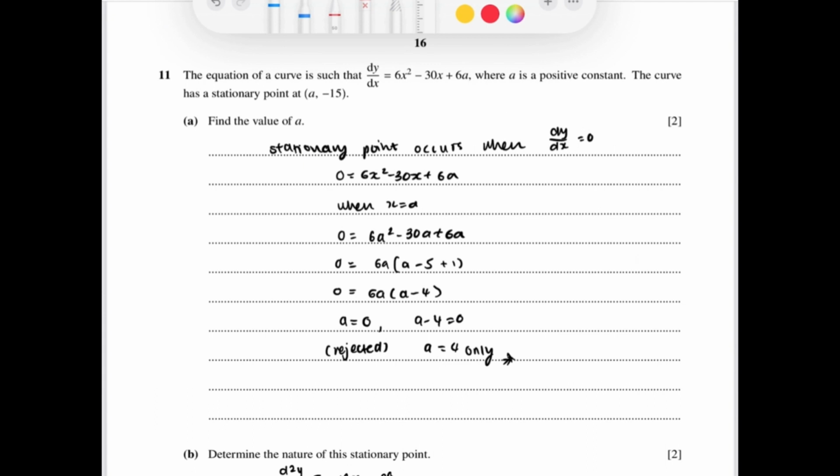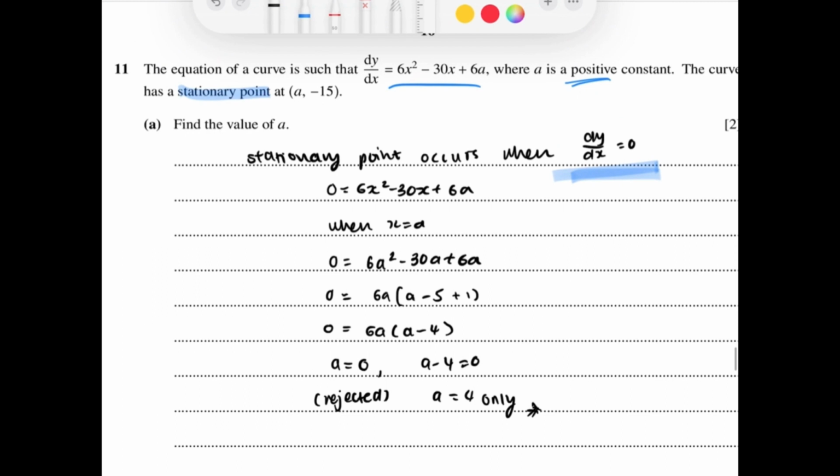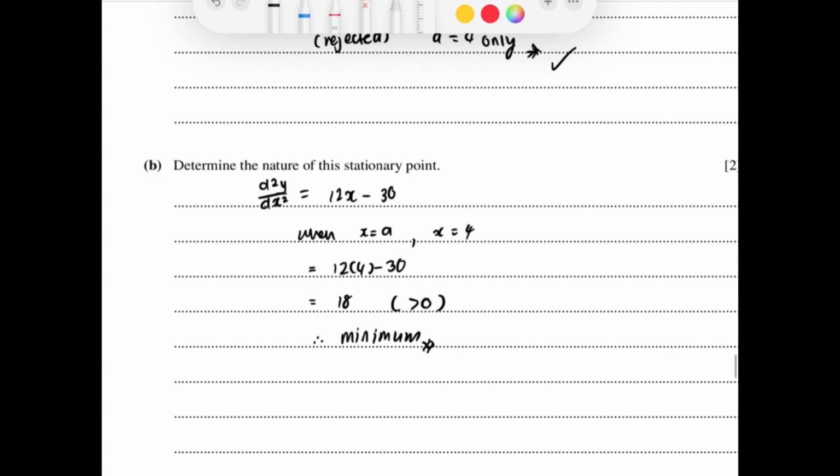Question 11, the equation of a curve is such that dy over dx is equal to this, and a is a positive constant. The curve has a stationary point at x equals a. You see stationary point, you immediately know dy over dx equals 0. Just always remember that. So that's what I did. I equated dy over dx to 0, and x equals a, that's what I substituted x for, because it says here x equals a. So then you can just simplify it, factorize it out, and you get a equals 0, a equals 4. However, you reject a equals 0 because you want a positive constant. So that's why you get a equals 4.